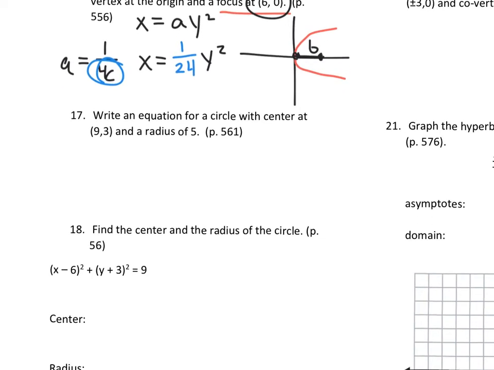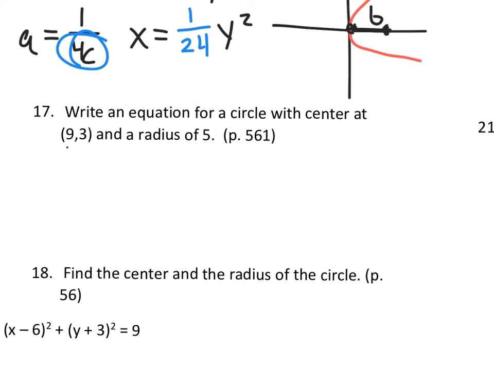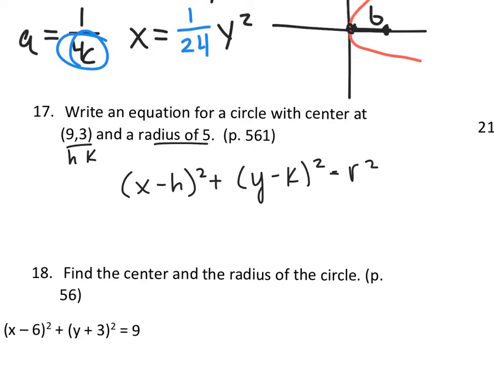Then write an equation for a circle with a center at 9, 3. So this is your h, this is your k, and your radius is 5. The formula is x minus h squared plus y minus k squared equals r squared. Substituting my h and my k gives me x minus 9 squared plus y minus 3 squared equals 5 squared, which is 25. So there's my equation of the circle.